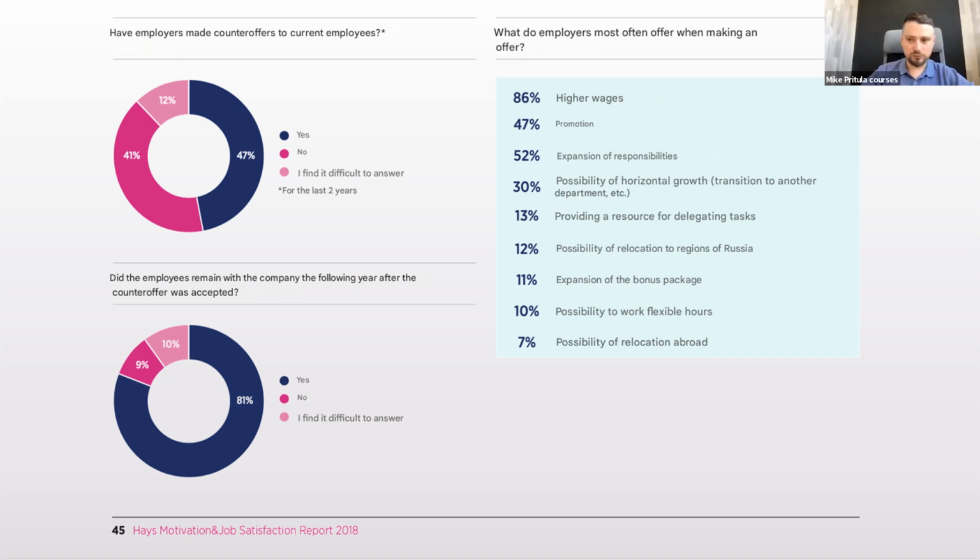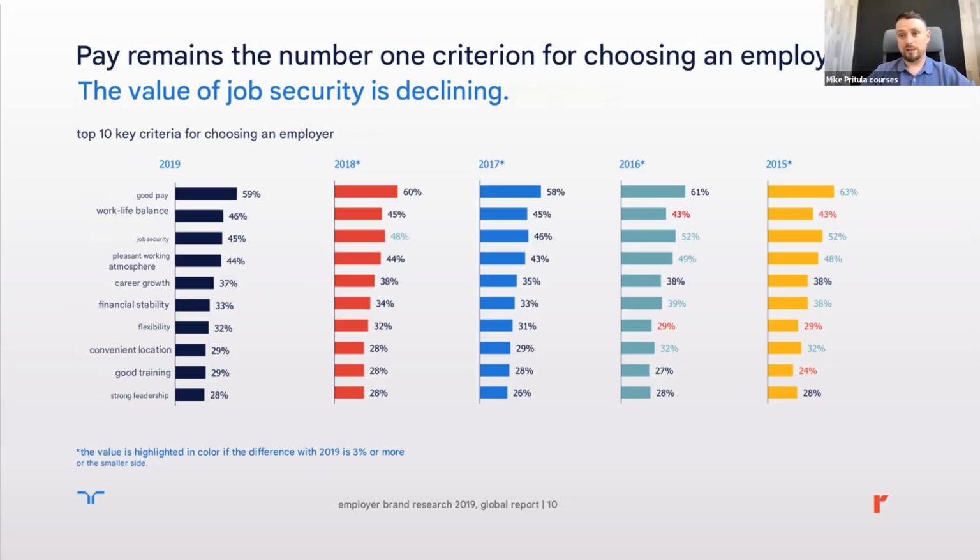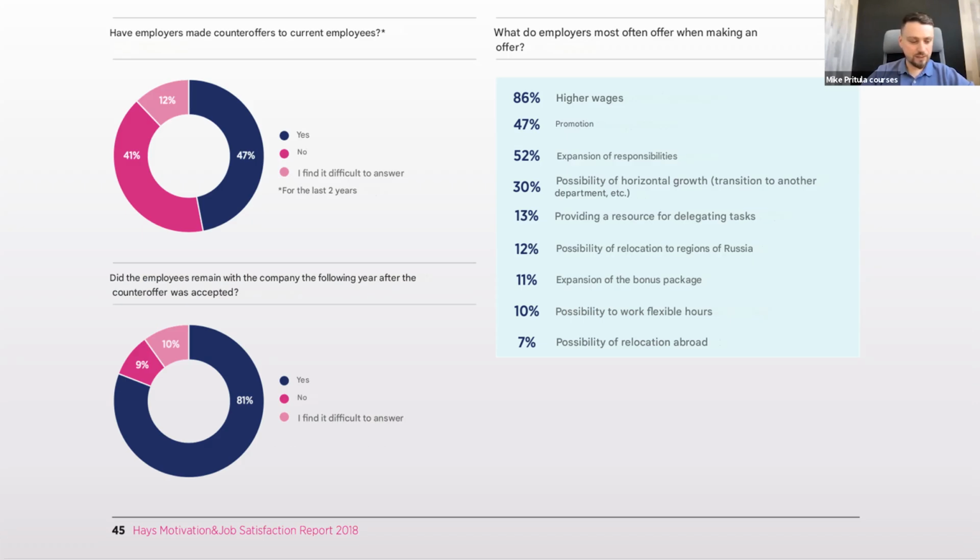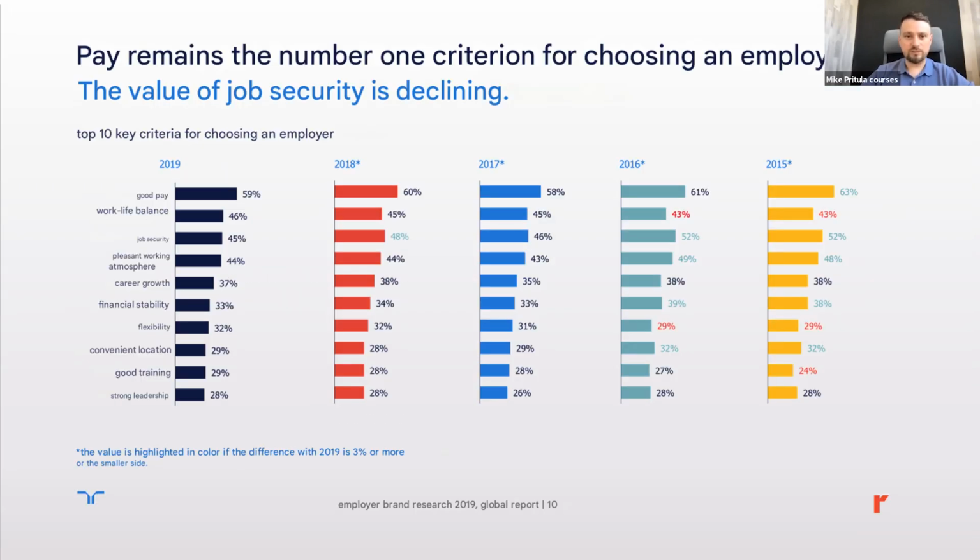Let's move on. Another study, this was Hayes, you can see it down here. Another very interesting study looks at what people are looking for, what they pay attention to when searching for a new job, and how this changes over time. Good pay is also here. This is a different survey, a different company, with a different geography. It's worldwide. Good pay is in first place. Work-life balance is second. Job security is third. And a pleasant work environment is fourth.